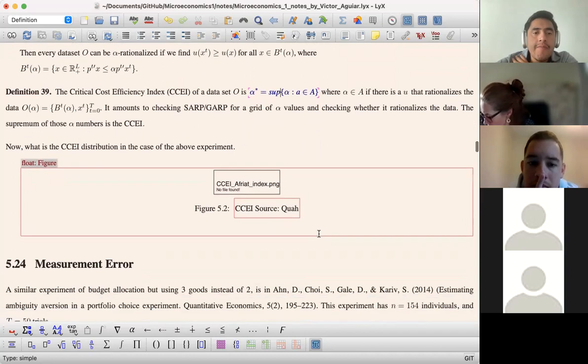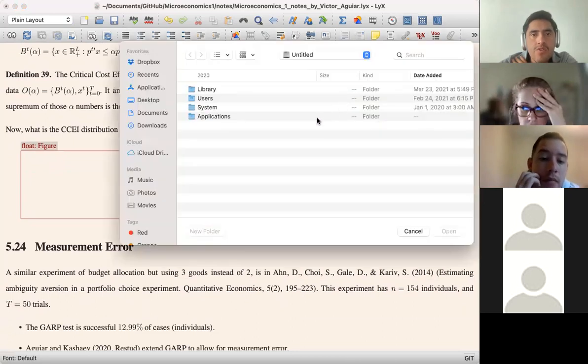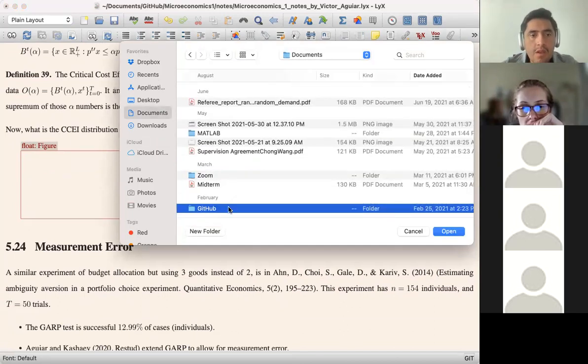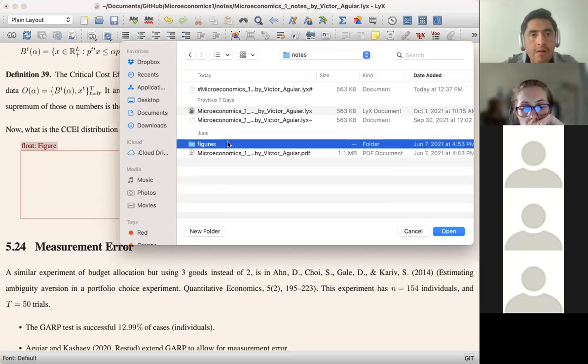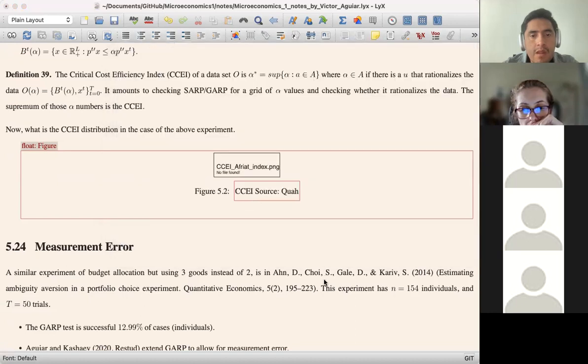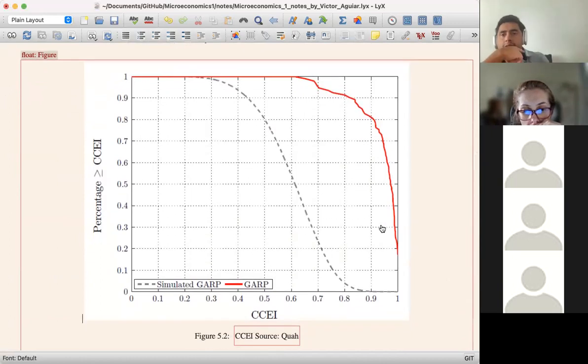Okay, so this part here, let me see if I can fix it up, because I do want you to see this. So let me quickly go through the documents. I think I can fix it quickly. Yeah, I have the CCEI here. Yep. Is it? Yeah. Can you see the graph? Yes.